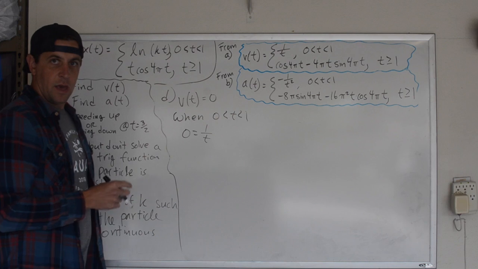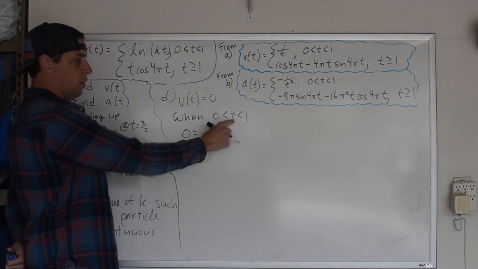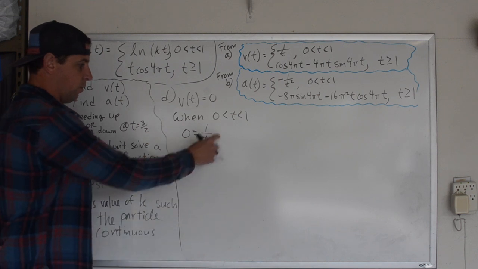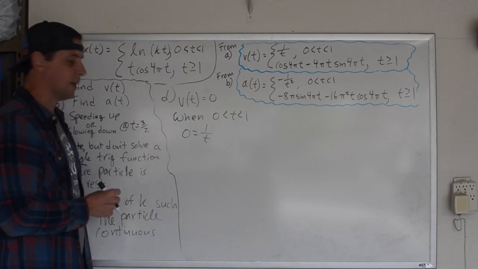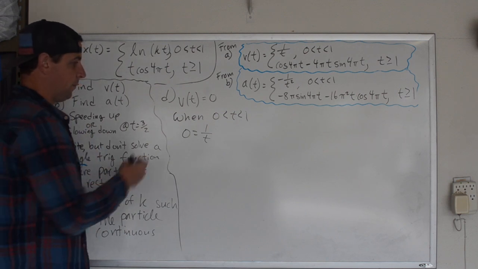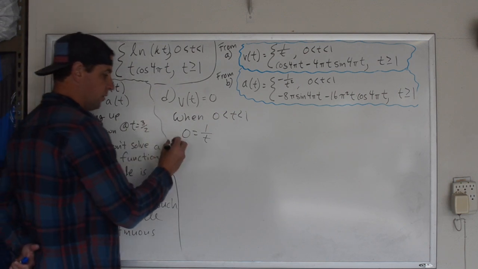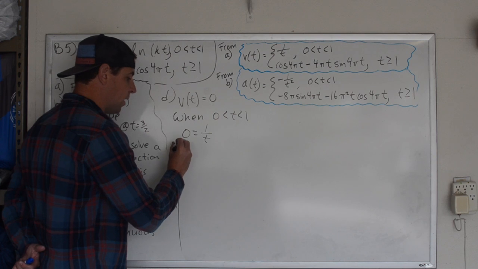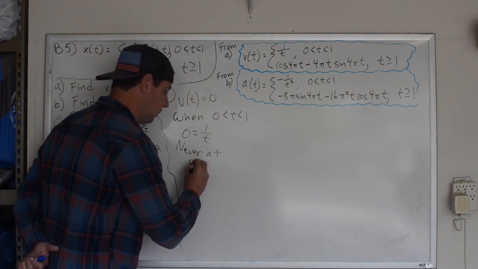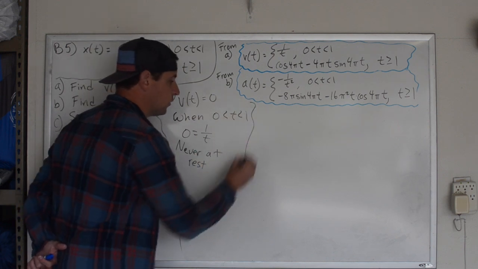But in this case, there's no t value that we could put in here between 0 and 1 that would ever make this true. Because notice if you multiply both sides by t over here, you're going to get 0 equals 1. And so that's not possible. So then this is never true. So it's never at rest. So never at rest here. And so that's the first part.